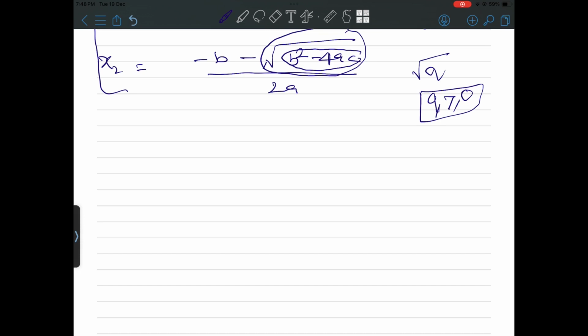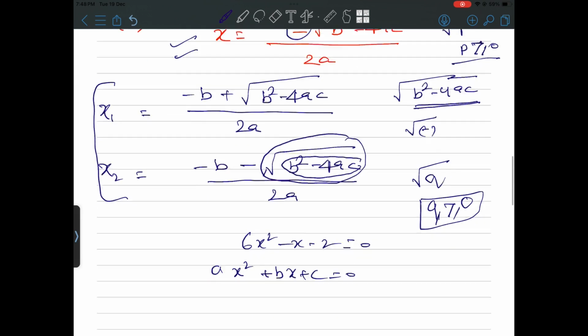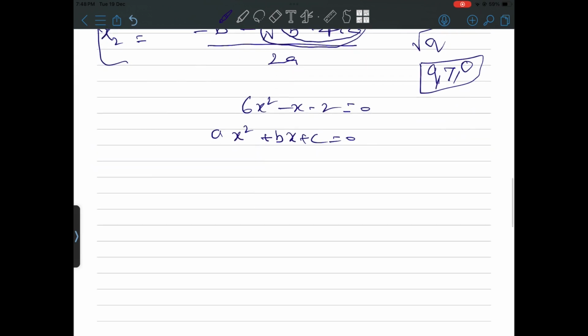You have 6x square minus x minus 2 equal to 0. So one way is that we'll simply compare the values from the standard form, right? And get the values of a, b, c and put the values in this formula and get the roots. But there's another way that is called the factorization method. Let us see that.